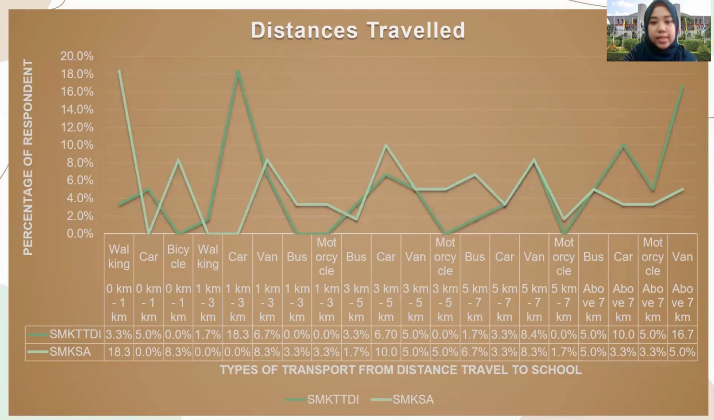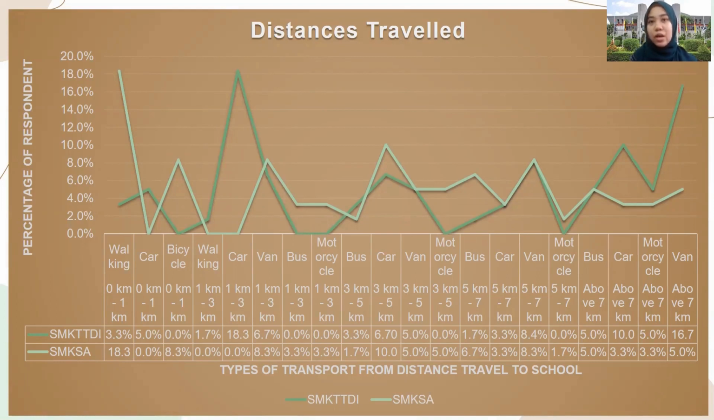And then this is the distance traveled, which affects the type of transportation that students ride to their school. As you can see, for SMK TTDI, the motor vehicles used by the students is from 0 kilometer to 1 kilometer, which is the buffer zone that I want to show to you later. The buffer zone is 800 meter.